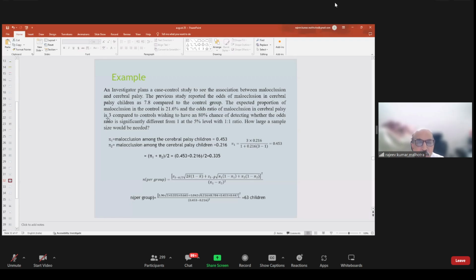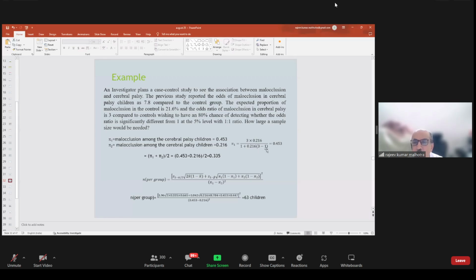So here we are assuming that the 3 is sufficient for them. So we calculate the sample size based on this one. Malnutrition among the cerebral palsy is equal to 0.53 that we calculate from this formula. 3 multiplied by 0.16. This is the cerebral palsy in the control group. 1 minus odds ratio, 1 minus this one proportion multiplied by odds ratio minus 1.